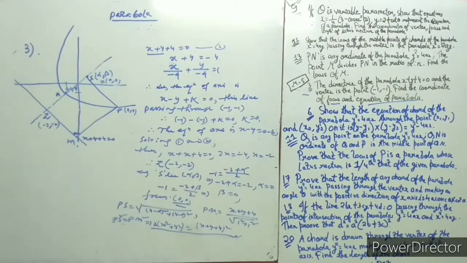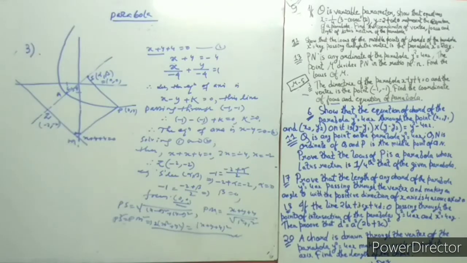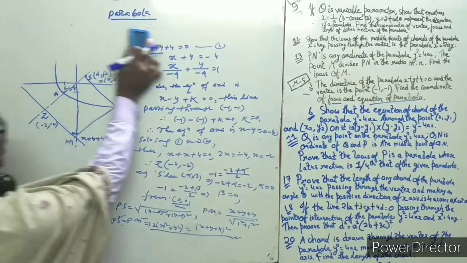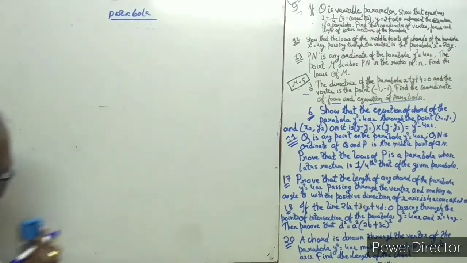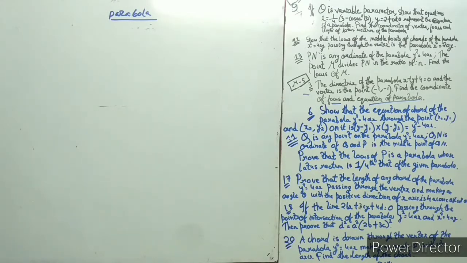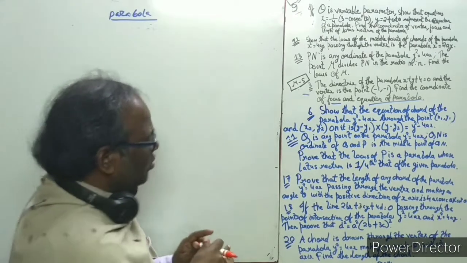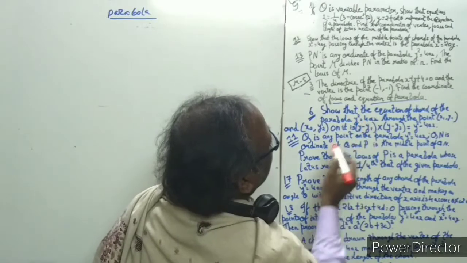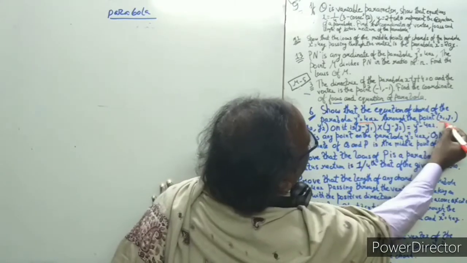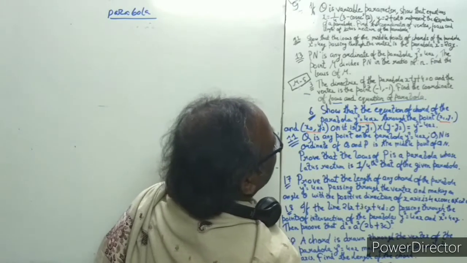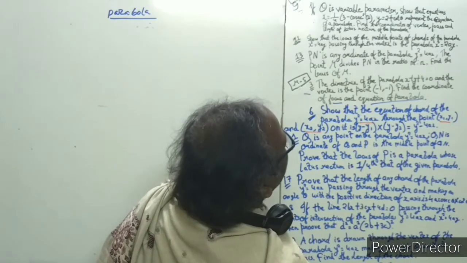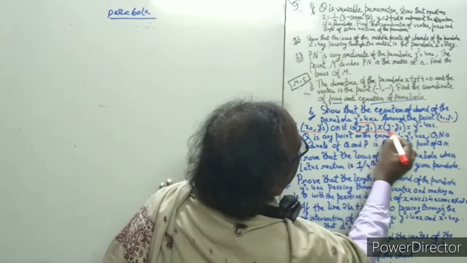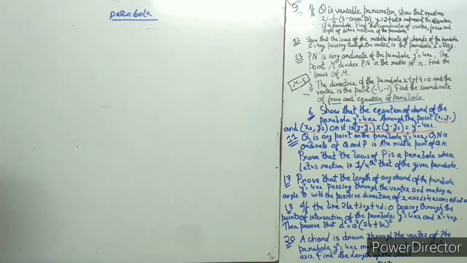And now for question number 6. See, this is a very important question. See carefully. This is the third question. Now follow question number 6. Show that the equation of the parabola y square equal to 4x, passing through the points x1, y1 and x2, y2. We have to show that this is the equation of the chord. This is your answer for the parabola.